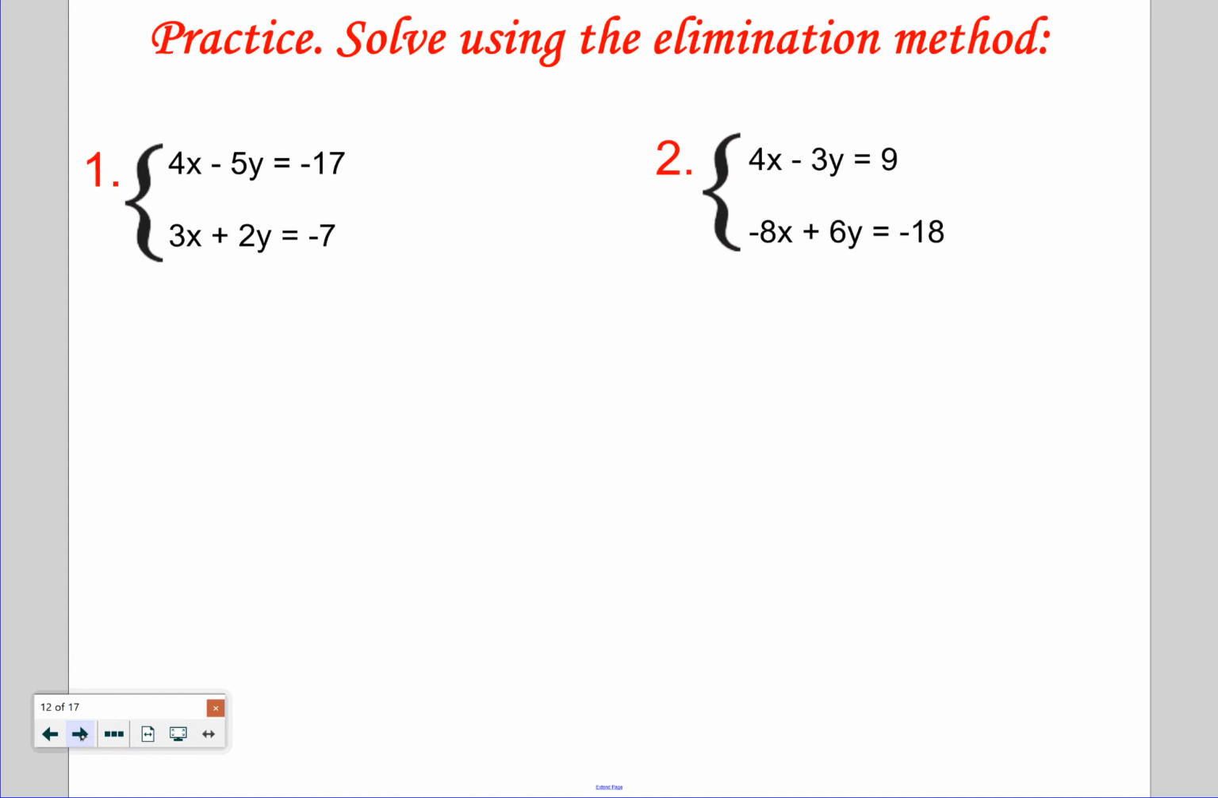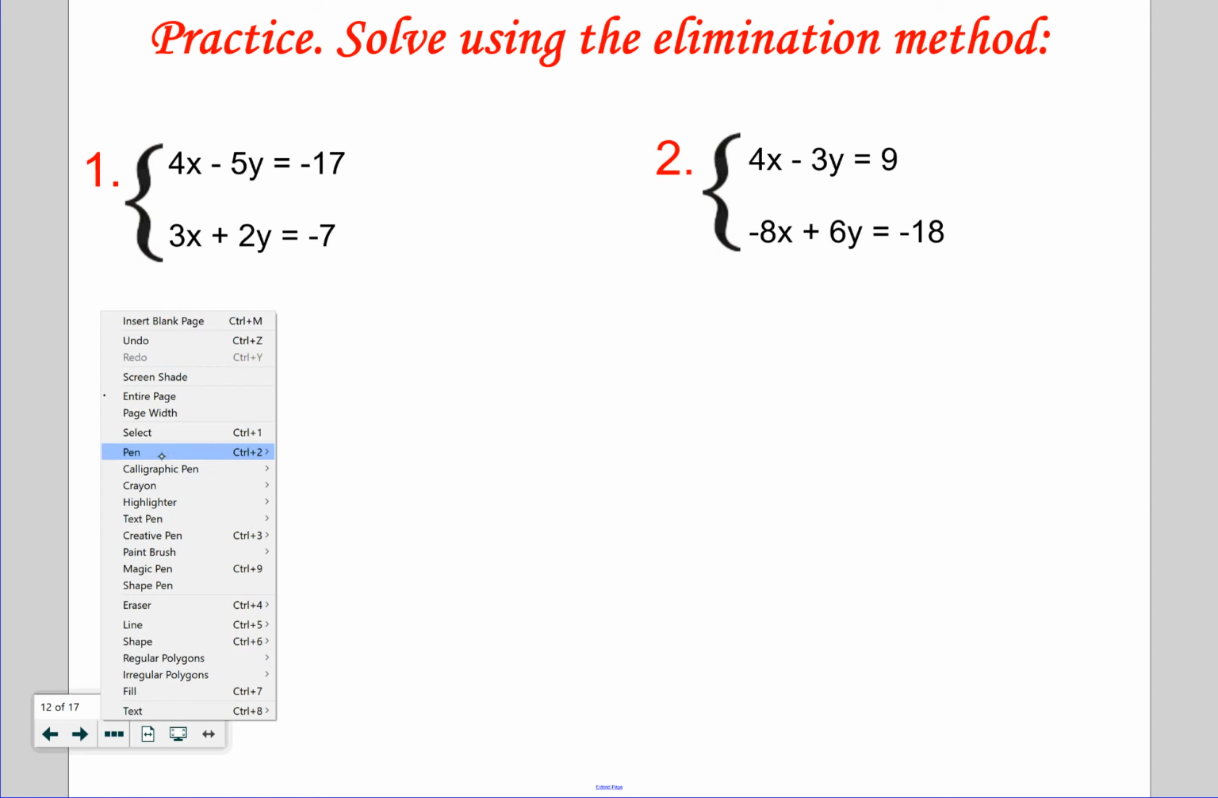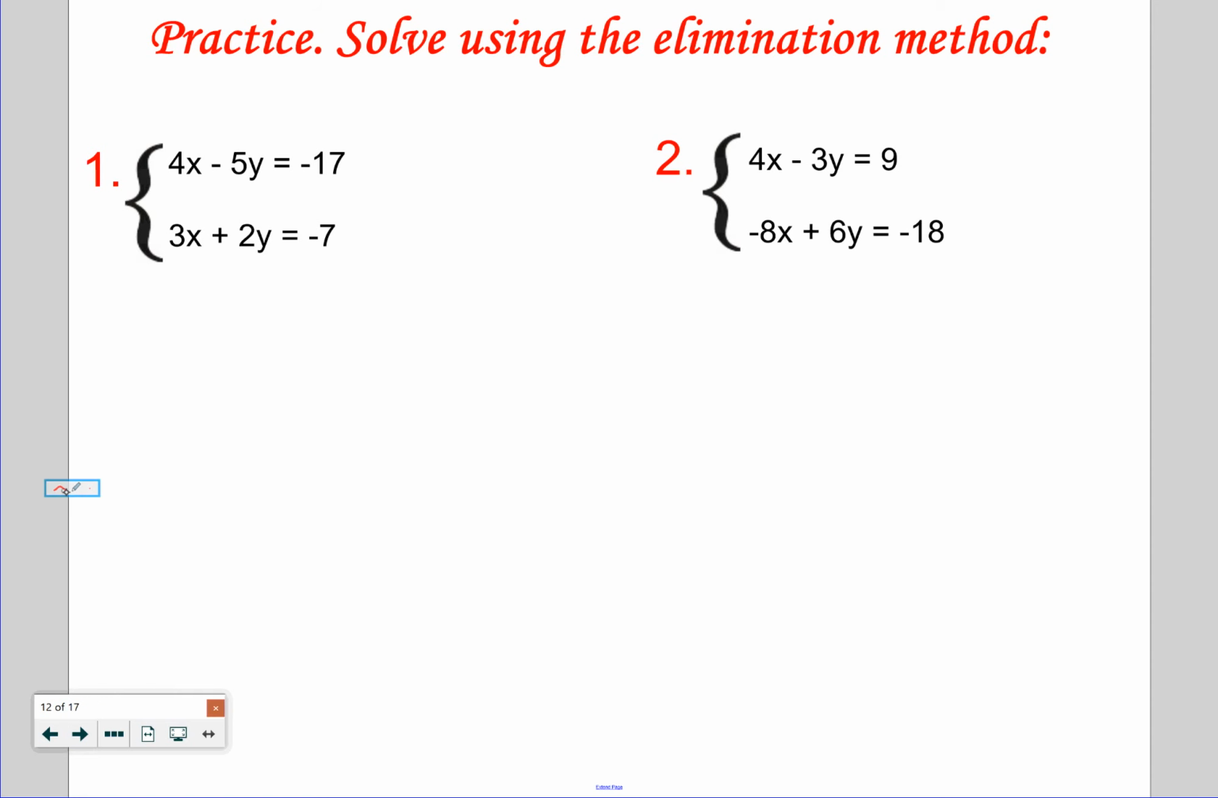Okay, I want you to try these on your own. Again, there's lots of different ways to do these problems, so I'll show you what I'm going to multiply by as a first step here. In system number 1, I'm going to have to multiply both equations by something to get opposite variables, and because my y's are already opposite, one positive, one negative, I'm just going to switch those numbers. I'm going to multiply the top by 2 and the bottom by 5.